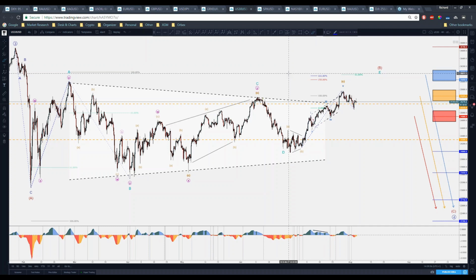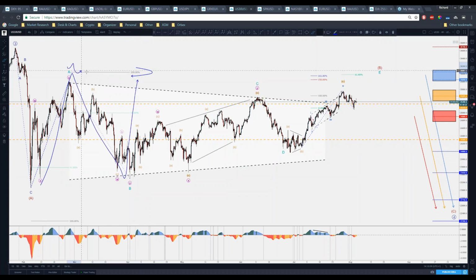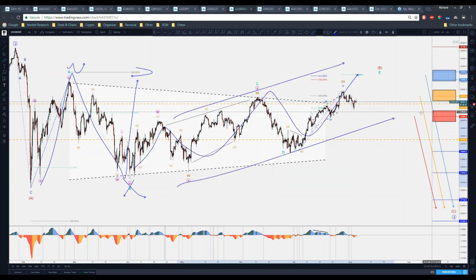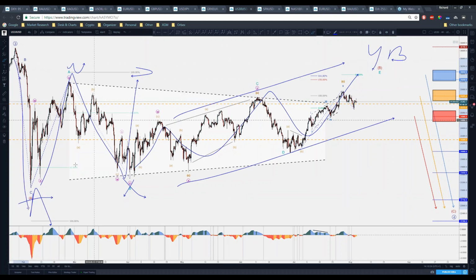For now, I'm labeling the Dow Jones in a triangle formation. However, this doesn't mean that it's not allowed to hit this 100% Fibonacci extension from wave A and B, or whatever this is. If it's a W, X, and then this being a complex structure in a rising channel, this would be the Y and the B for this A. So A and then a complex structure until B. So we can project this with the 100%.